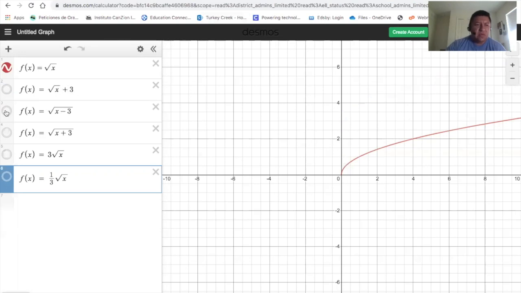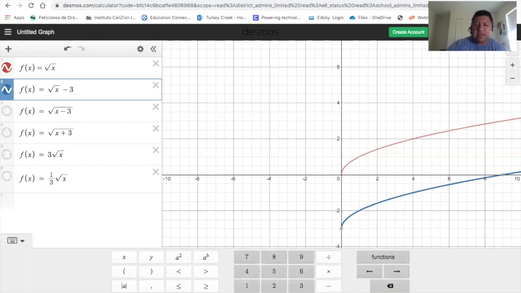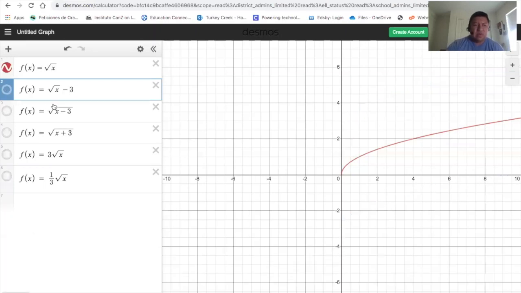Okay, what about when we had -3? I can use the same one. I'm just going to make it minus. Notice how it has translated down. What happens if you put it inside the radical sign? Notice how even though it's -3, it's moved it 3 to the right. If you do x plus 3, it moves us 3 to the left, so opposite the sign on the horizontal.